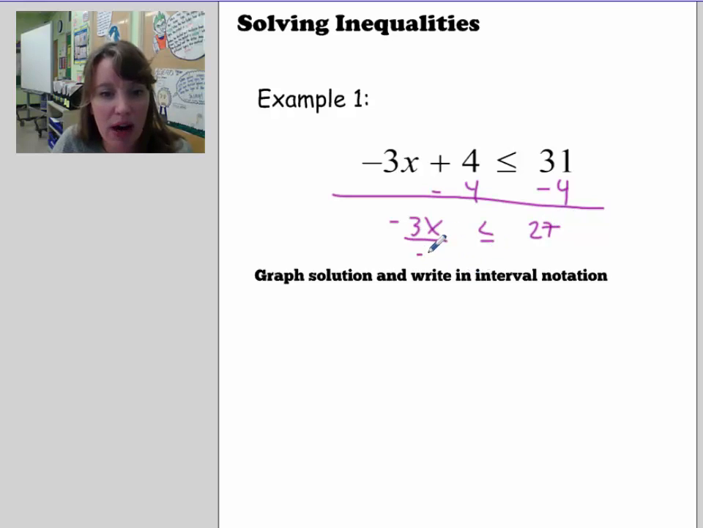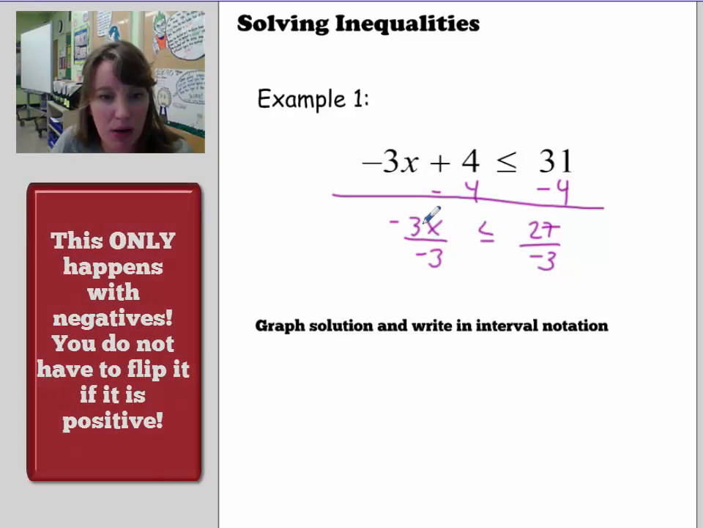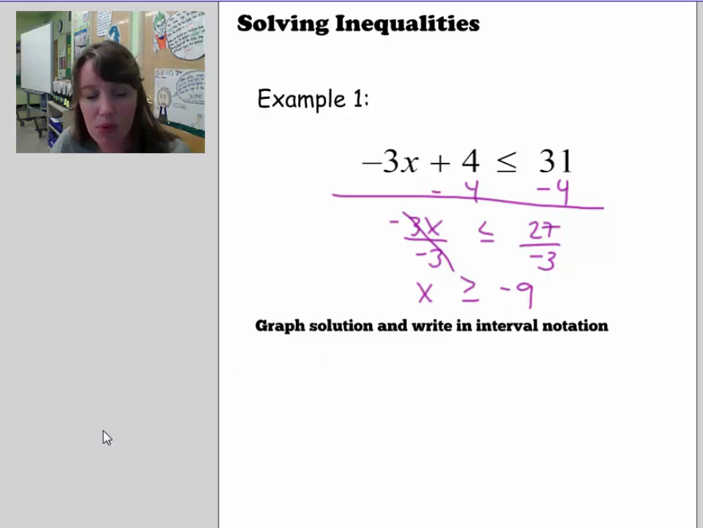Now here, when I divide by -3, I want to make sure anytime I divide or multiply by a negative number, I have to flip the inequality around. So here I have x is greater than or equal to -9. Make a note that you flip this inequality around because you divided by this -3. If you're dividing by a positive number, you don't have to flip it around, but it's only when you have a negative number.